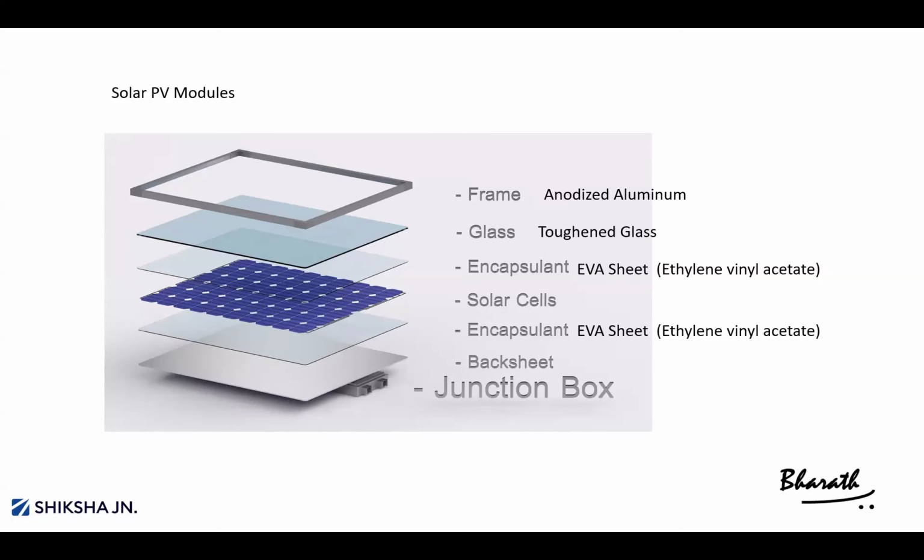The frame is aluminum, and after that they do an anodization coating. That coating gives the PV module a life of more than 30 years. If it is not anodized, rust will start after maybe 10 years, and in a coastal area maybe after 5 years, the outer frame can start rusting. Once the outer frame is damaged, the entire module will also be damaged.